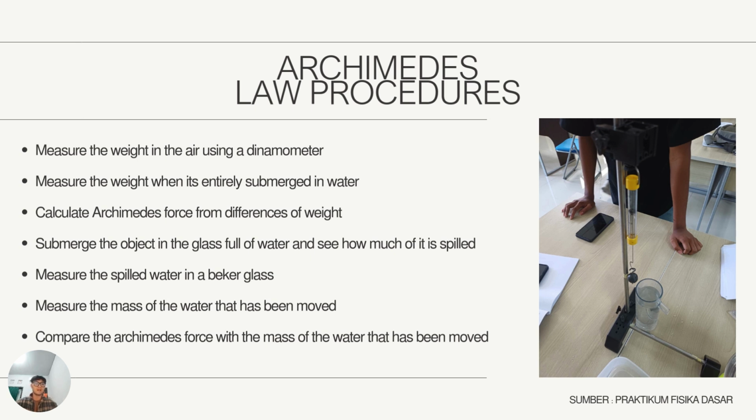Now, after we calculate the Archimedes force from the differences of weight, we submerge the object in the glass full of water and see how much of it is spilled. Then we measure the spilled water in a bigger glass, like I said before, measuring it in milliliters, and we measure the mass of the water that has been moved using a digital scale, which shows us how much it weighs. After that, we compare the Archimedes force with the weight of the water that has been displaced.